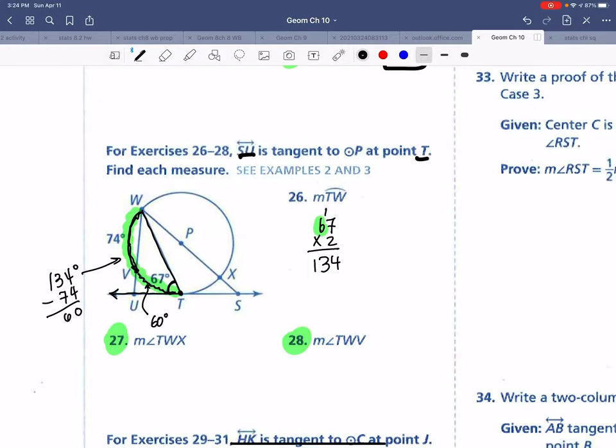So let's see what they're asking of us. They're asking, what is TWX? And then 28 says, what is TWV? Well, this one we can do right now, because we said this snow is 60, which would mean the tip of this cone is half the snow. So that'd be 30. Okay, so we solved that part, 30 degrees.